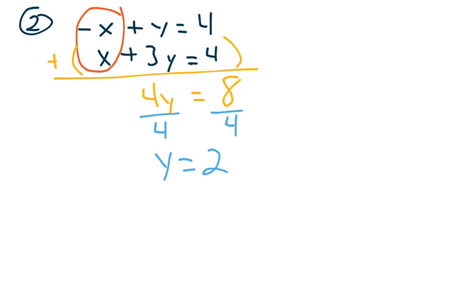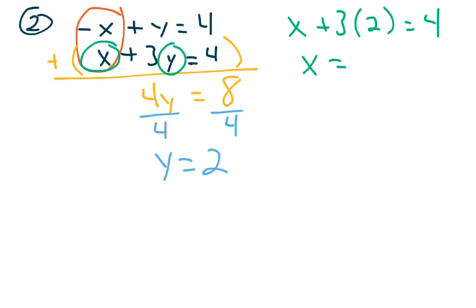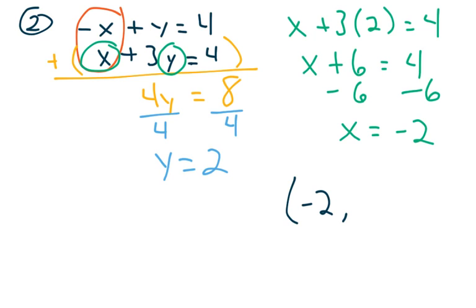Step 4, substitute into one of the original equations and solve for the remaining variable. I'm actually going to use this one because this x is positive. I don't need to do any dividing by a negative 1 when I'm done. I just need to multiply and subtract. So we'll have x plus 3 times my y value, which is 2, equals 4. 3 times 2 is 6. Plus 6 equals 4. Subtract 6 from both sides. That means x is equal to negative 2. So my final answer then, negative 2 for my x, positive 2 for my y.